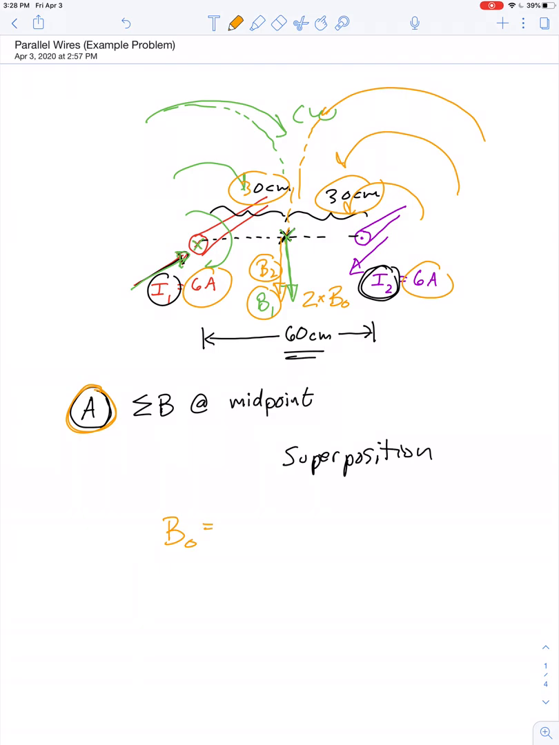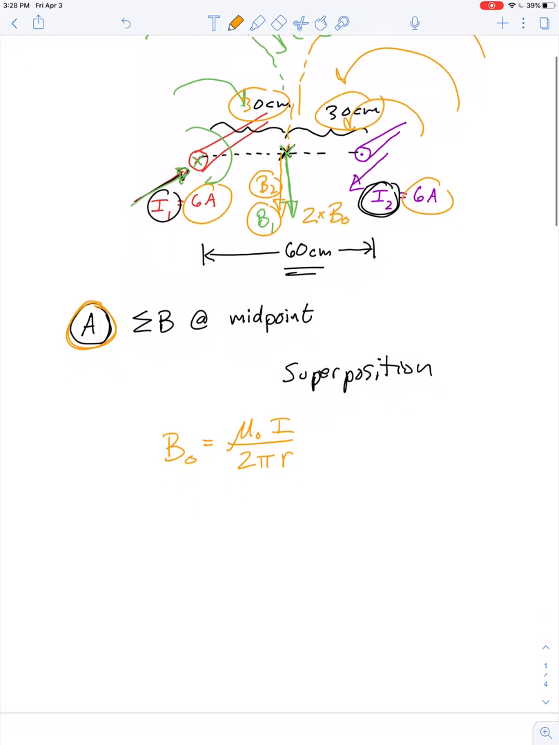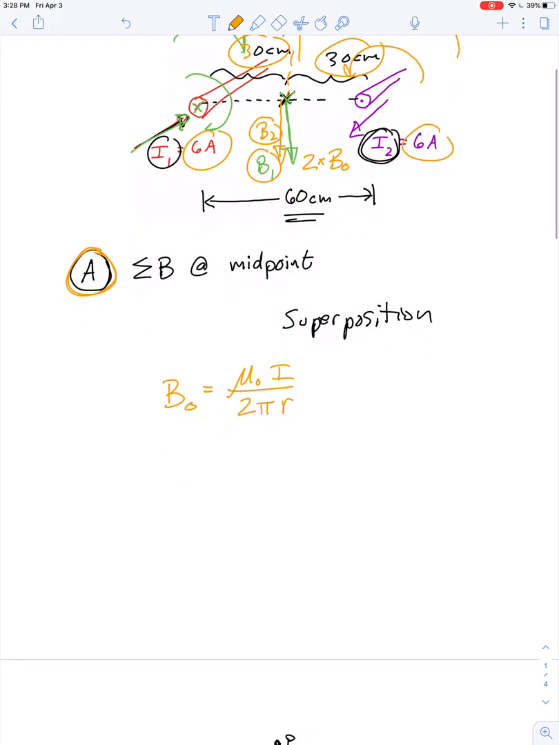So we can just use the formula that we found previously in this unit that says at any distance from a long straight wire, the magnetic field is equal to mu naught times I divided by 2 pi times R. Now, mu naught is a fundamental constant in our universe known as the permeability of free space. Its value is 4 pi times 10 to the negative 7th, in units of Tesla meters per amp.